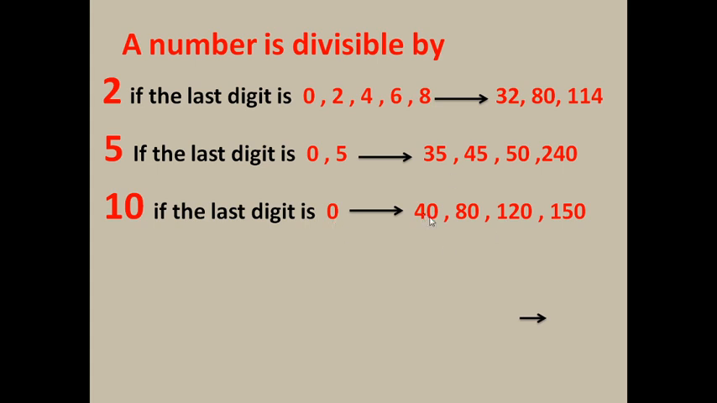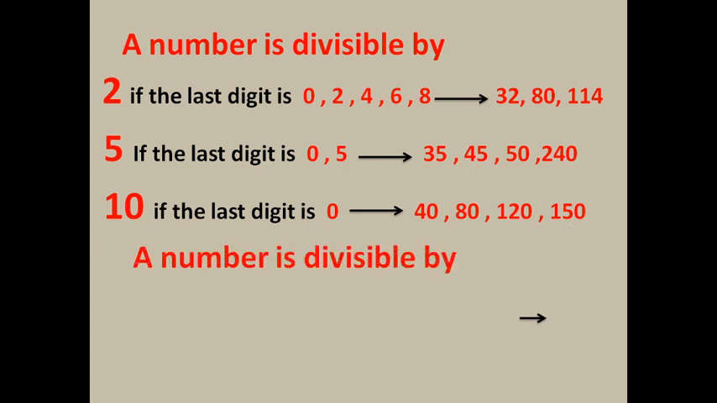Here 40, we can divide 40 by 10, it will be 4. 4 times 10 is 40. Now if you subtract 40 minus 40, it will be 0, meaning no remainder. Also 80 ends with 0, so it is divisible by 10, and so on. 120, 150, these also end with 0, so they are divisible by 10.